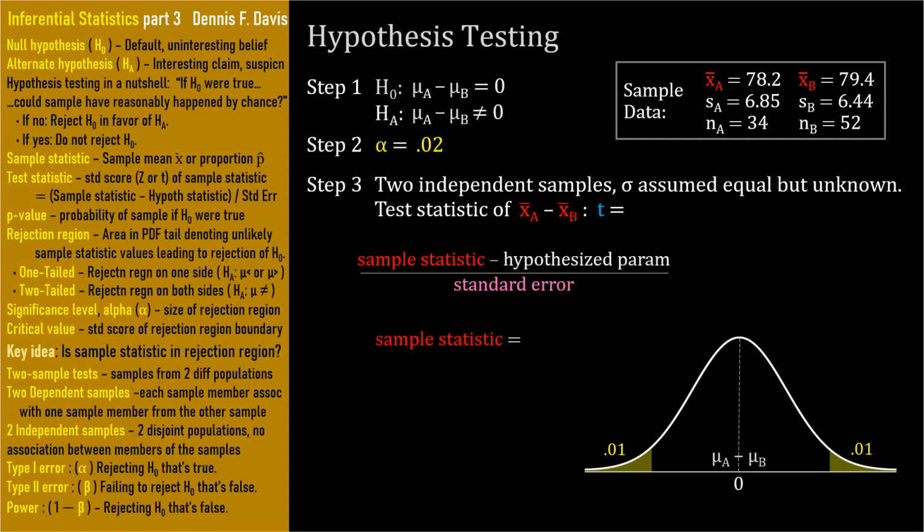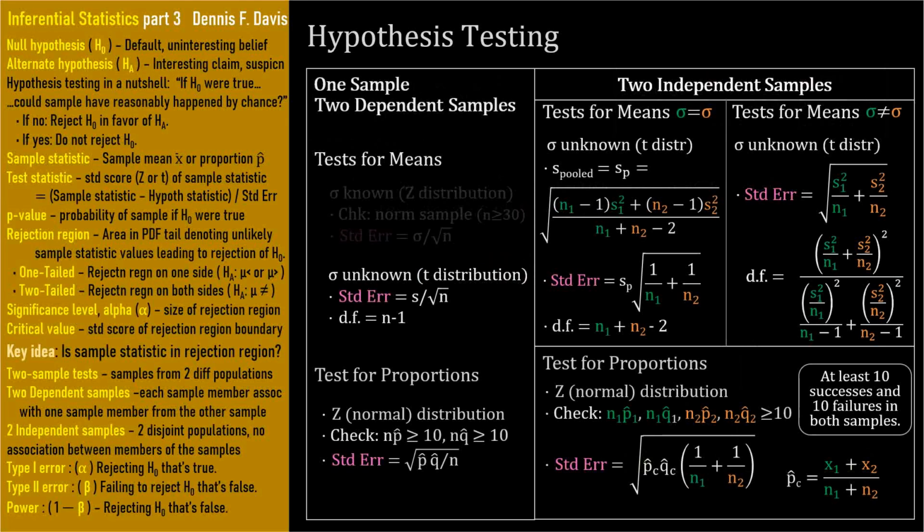The red sample statistic is x bar sub A minus x bar sub B. 78.2 minus 79.4 equals negative 1.2. The hypothesized parameter comes from h0. For 2 sample tests, this is usually 0, since h0 assumes there's no difference between the populations. That leaves the standard error. Let's look back at our chart again. We have independent samples, and population variances sigma are assumed to be equal. So this block is what we need to find the standard error. Well, it's going to be a hike, but a short hike because we know all the variables to plug in.